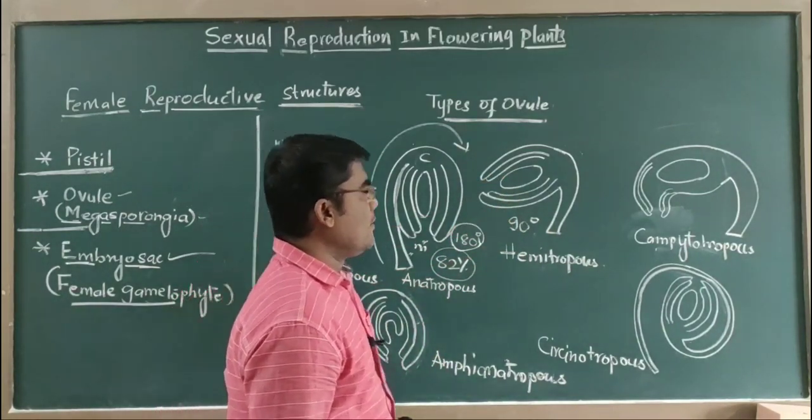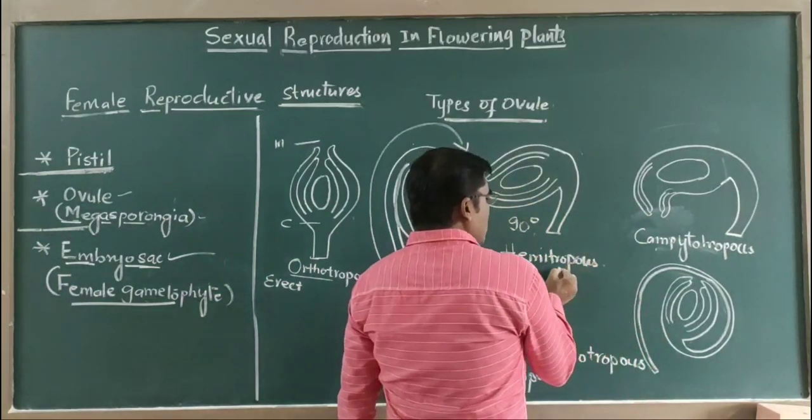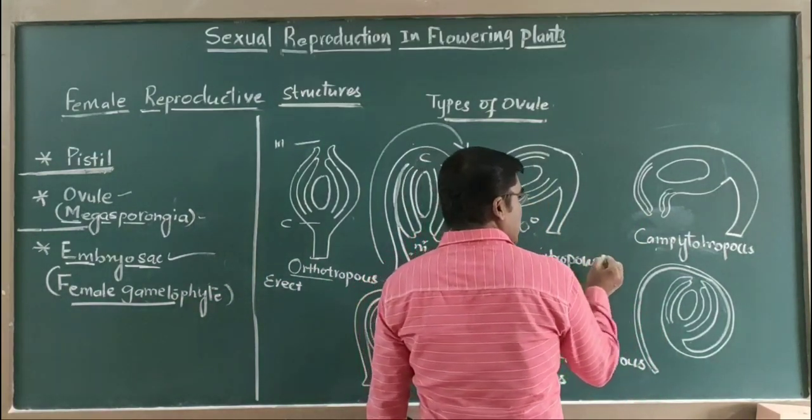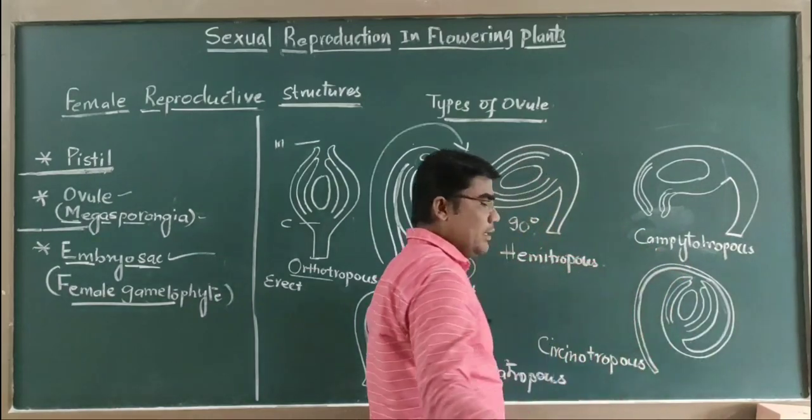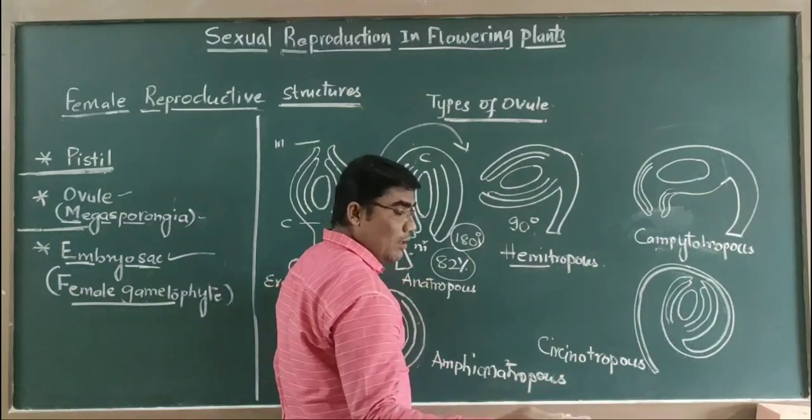Whereas Amphitropous, there is not much difference between Hemitropous and Amphitropous. Another thing, this Hemitropous is also called Hemianatropous.